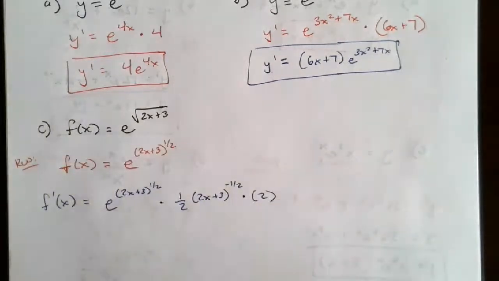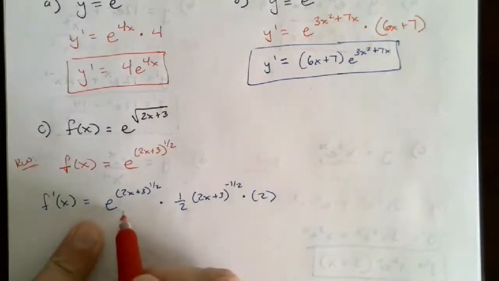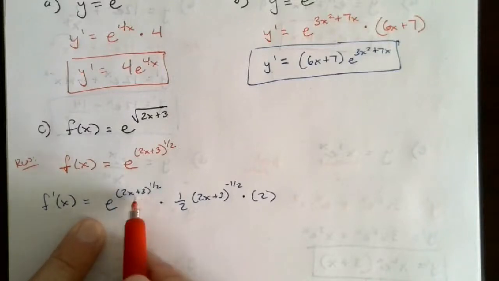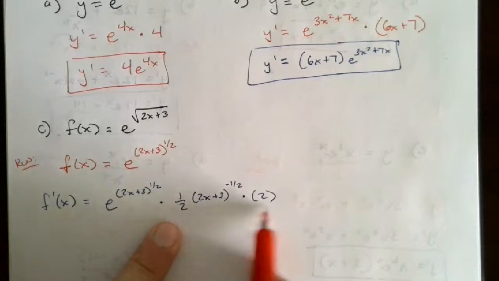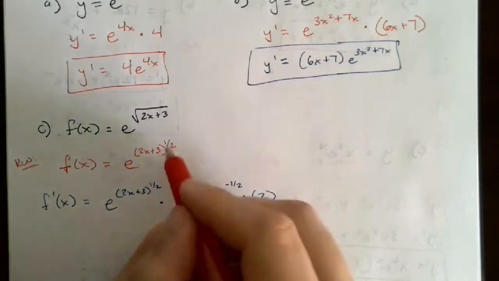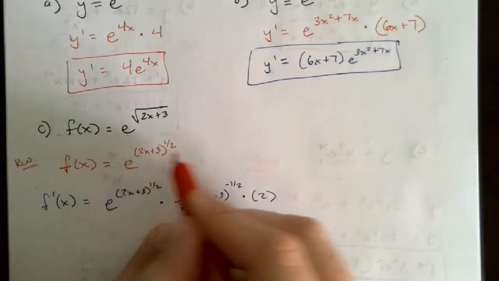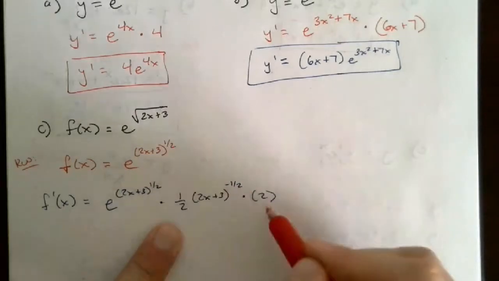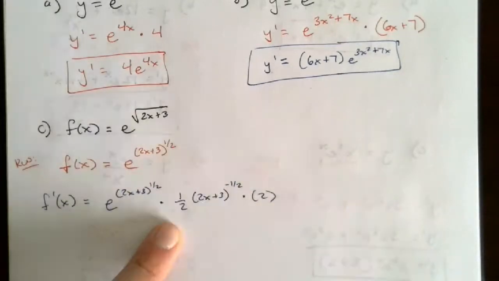So this is the first part. This is the derivative of e. You keep what you see because this is the chain rule for e. Then take the derivative of the exponent, which is right here. We had to use the chain rule on this. Bring the 1/2 down, keep the inside, subtract 1 from the exponent, and then times the derivative of the inside of that, which is 2.